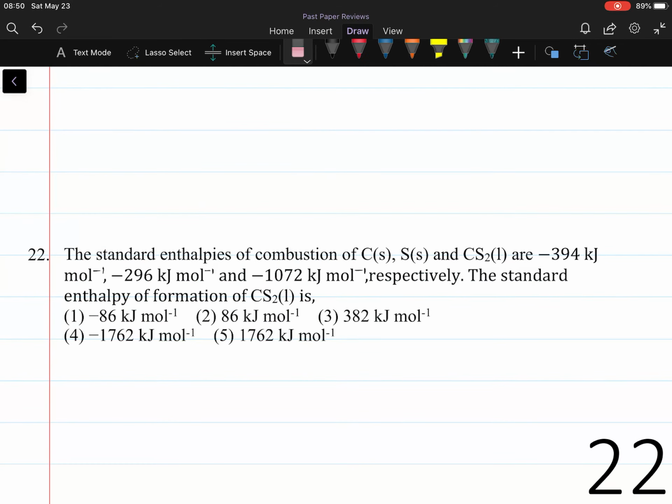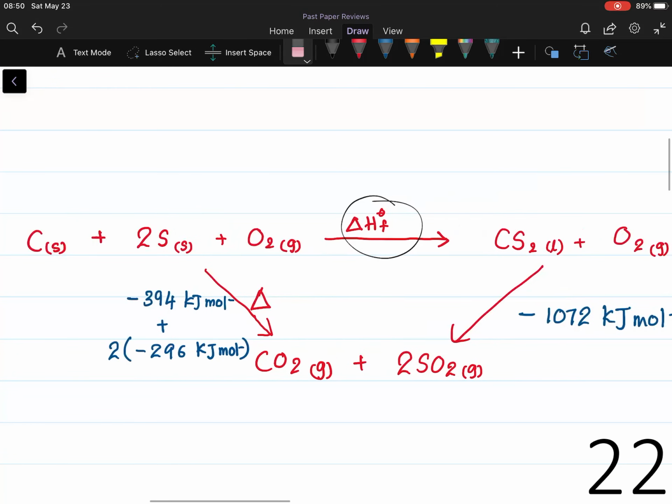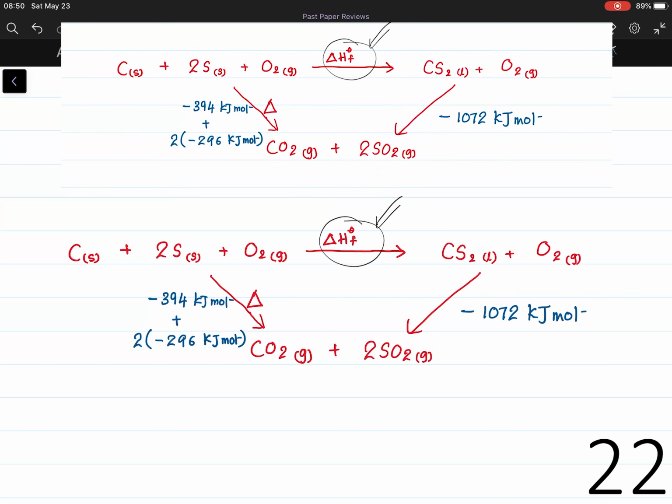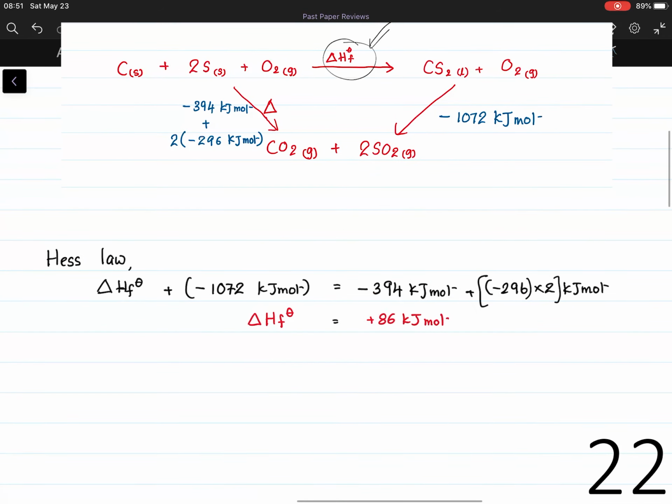Question number 22. The standard enthalpies of combustion of solid carbon, solid sulfur, and liquid carbon disulfide are -394, -296, and -1072 respectively. The standard enthalpy of formation of liquid carbon disulfide is. So we basically move on to Hess's law. So this is the diagram for this question. We have to calculate this value. So this is a calculation.